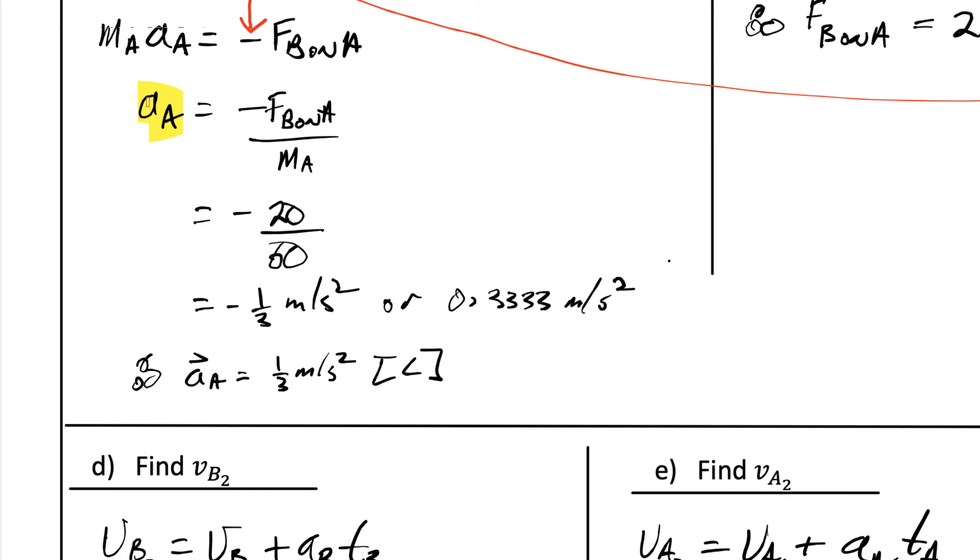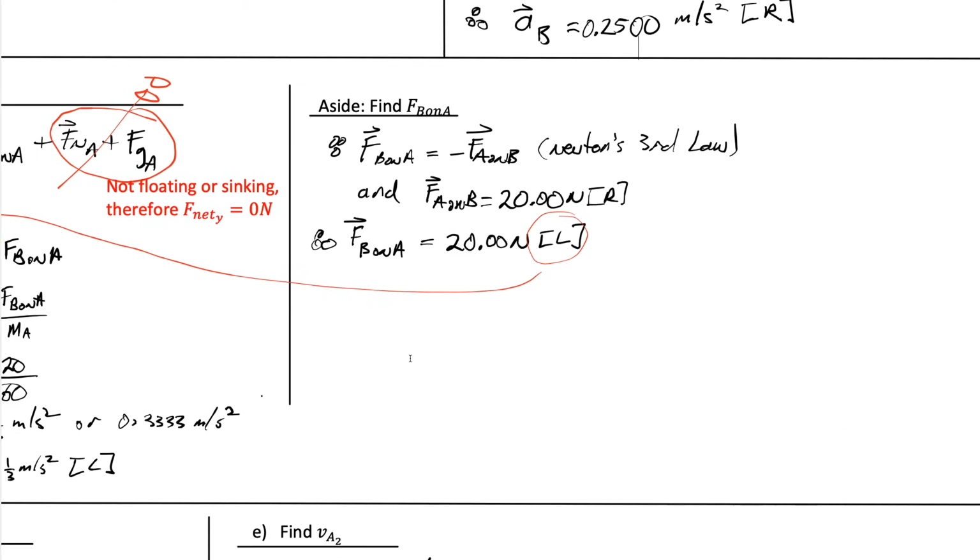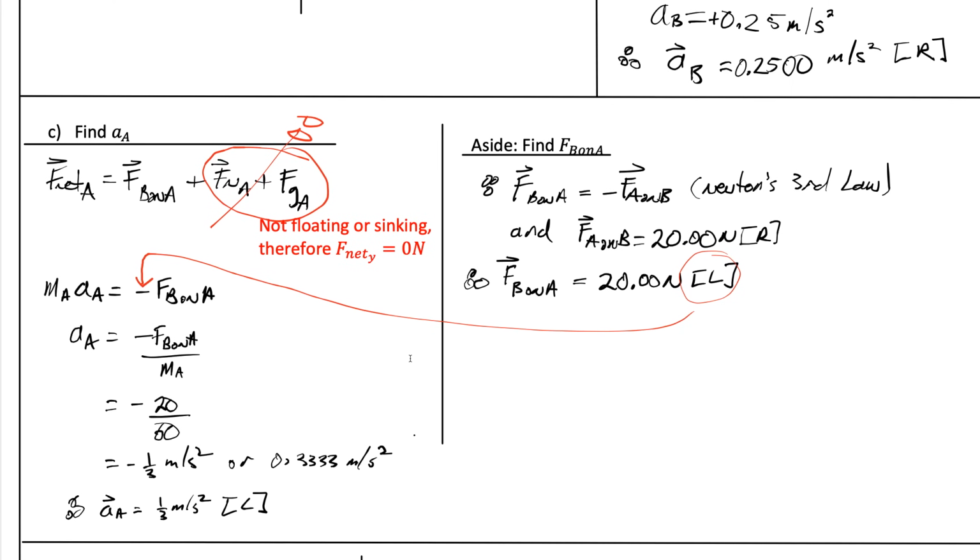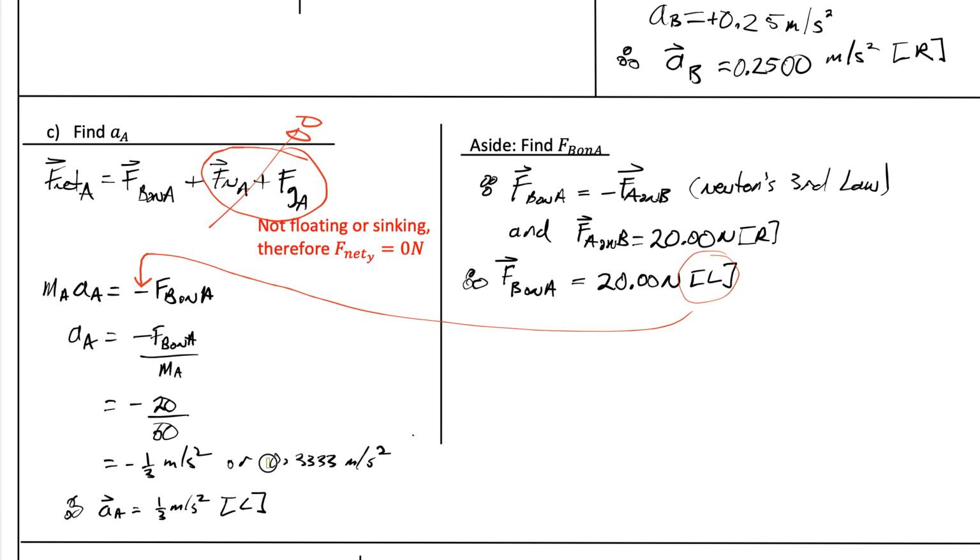Isolating for acceleration of student A, of Amy, we have to remove MA. MA is attached through multiplication. The opposite of multiplication, of course, is division. So we get negative 20 over 60, which gives us negative 1/3 meters per second squared, or 0.3333 meters per second squared to 4 sig figs. Of course, this fractional way of expressing it is more robust, and it's to the left. And to point out one observation, since Amy has less mass, Amy's acceleration should be greater than that of Bulja.